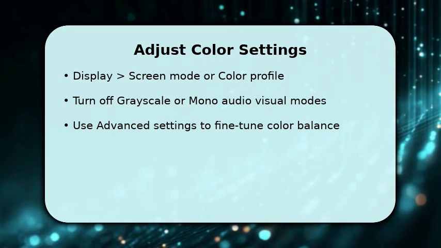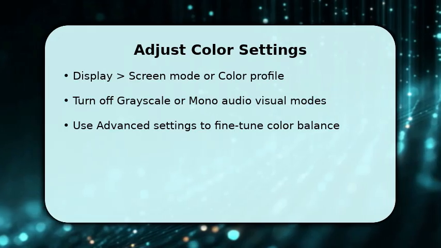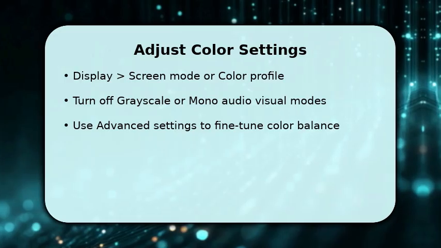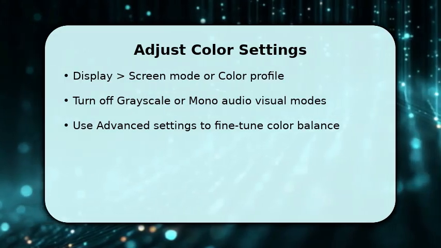Now refine the display. Go to Settings Display and open Screen Mode or Color Profile to manage saturation and color balance. Once done, pick Natural or Vivid depending on preference. Natural gives accurate colors, Vivid boosts saturation.